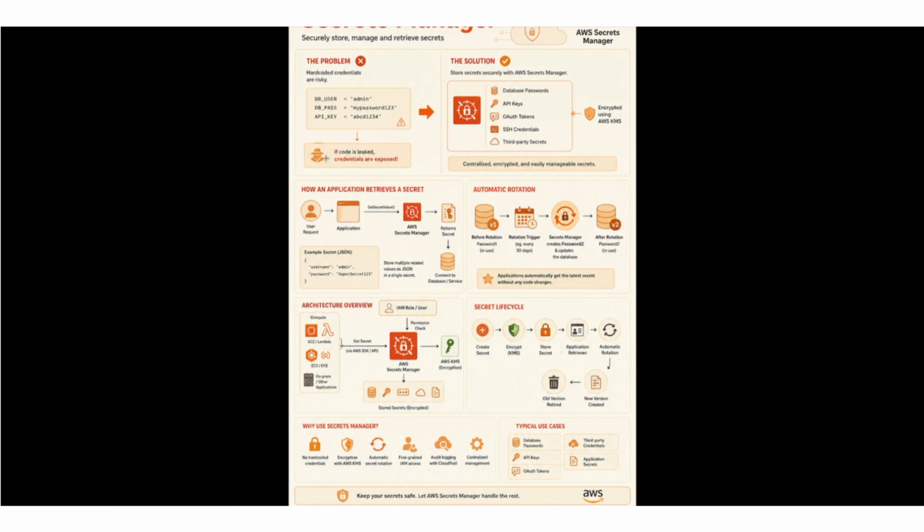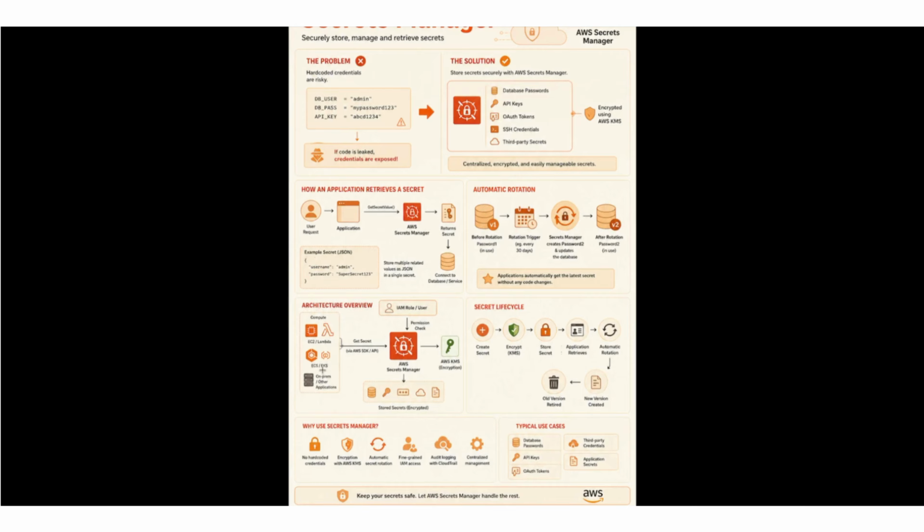Just one more thing, this is a cheat sheet for you to understand how it happens. So this is the problem: generally you just hard code it. If it is leaked, the credentials are exposed. If you don't want to do that, the solution is to keep that in Secrets Manager. Now, an application can retrieve a secret using the GetSecretValue API call. You can have automatic rotation as well.